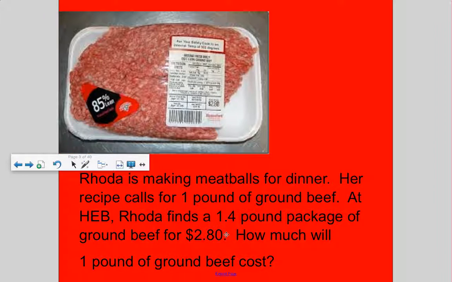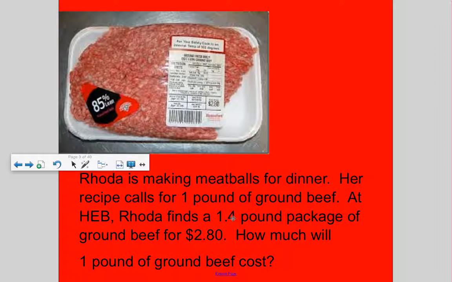Well, I know. Let's use number sense. We know if she's buying less, only 1 pound, the price will be less. Can we assume that one? We know our answer will be less than $2.80. So 1.4 pounds will cost $2.80. So if you buy 1 pound, we know it's going to be less.